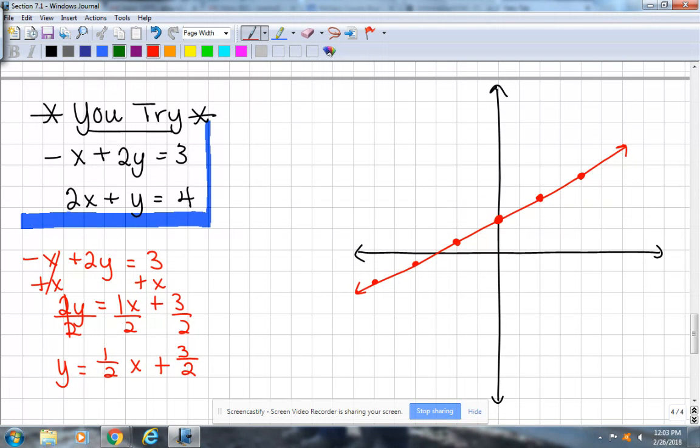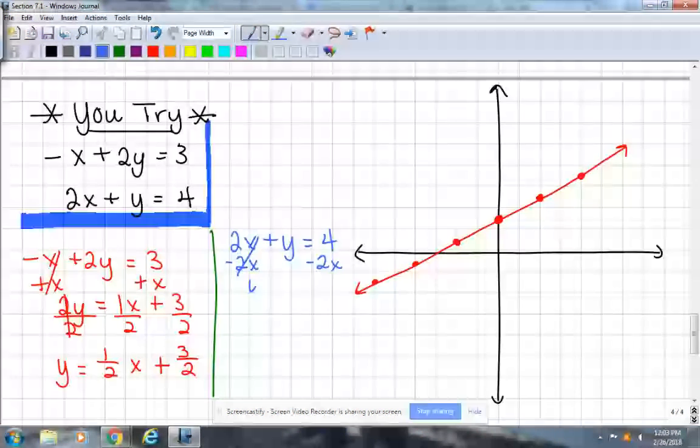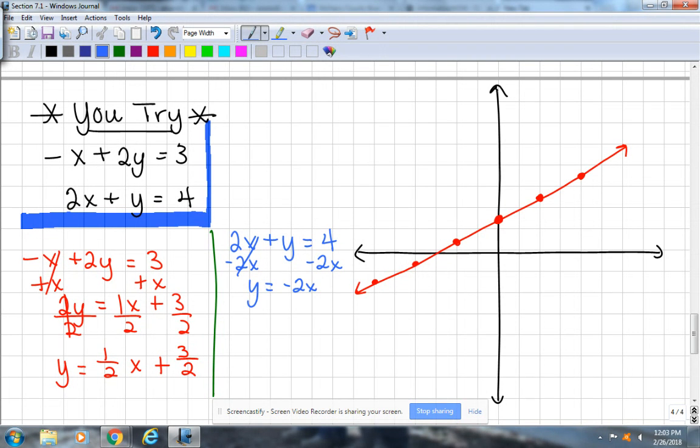And then my second line is also not yet in slope-intercept form. I'm going to do this one in blue. 2x plus y equals 4. And all I have to do to get this one in slope-intercept form is subtract 2x. So y equals negative 2x plus 4. So positive 4 on the y-axis is my y-intercept. And that slope tells me to go down 2 to the right 1. So down 2, right 1, down 2, right 1.